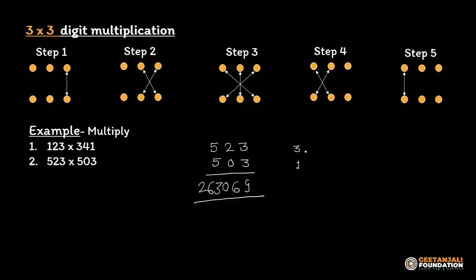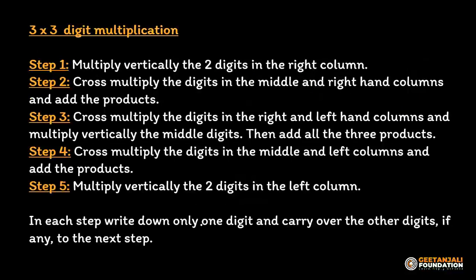You don't need to do all that rough work. Okay, so now let's revise the steps once again. In 3 by 3 digit multiplication, you have to follow 5 steps. First, multiply vertically the 2 digits in the right column. In the second step, you cross multiply the digits in the middle and the right hand columns and add the products. In the third step, you cross multiply the digits in the right and left hand columns and multiply vertically the middle digits. Then add all the three products.